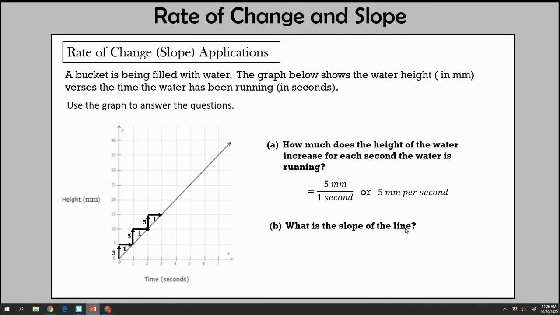What's the slope of the line? The slope is now with no labels. It's a rise of 5, run of 1, and whenever we get a number over 1, we can just write the number. So it's 5. The slope of the line is 5.